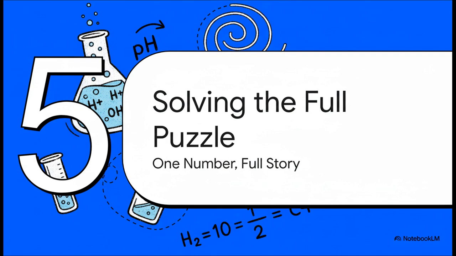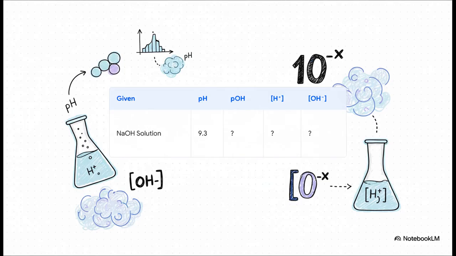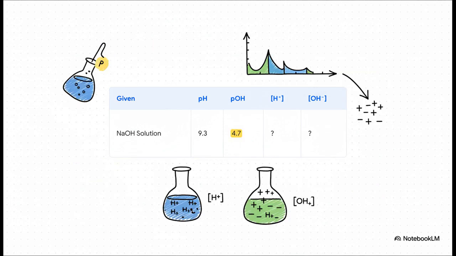All right, this is it. Time to put everything we've learned together. We've got our main formula, we've got our pOH shortcut. We're going to take a single piece of information and use it to figure out the entire chemical story of a solution. So here's our mission, straight from the source material. We've got a solution of sodium hydroxide, and the only thing we know is that its pH is 9.3. Our goal? Fill in the rest of this entire table. First up, let's grab the low-hanging fruit, the pOH. We just use our shortcut. 14 minus our pH of 9.3 gives us 4.7. And just like that, the first piece of the puzzle is in place.